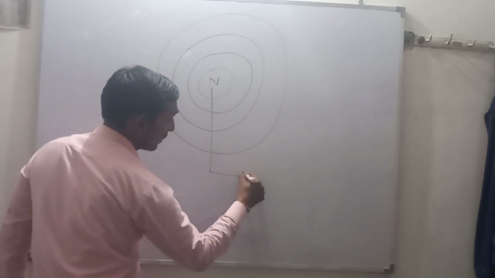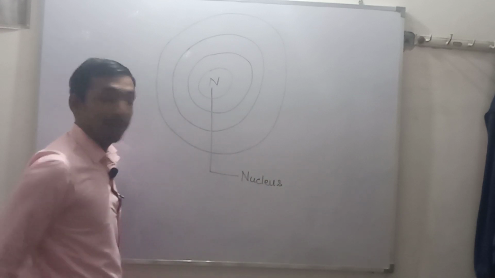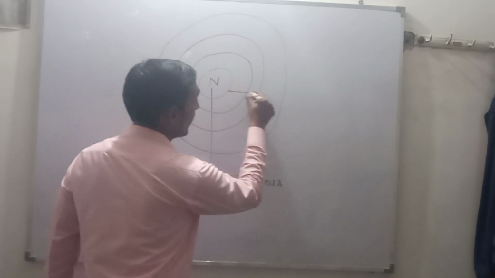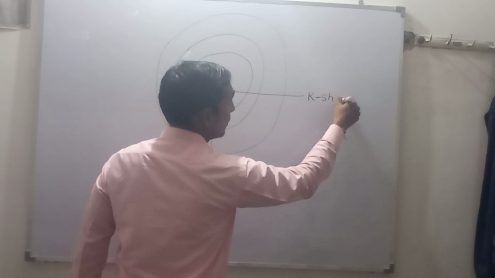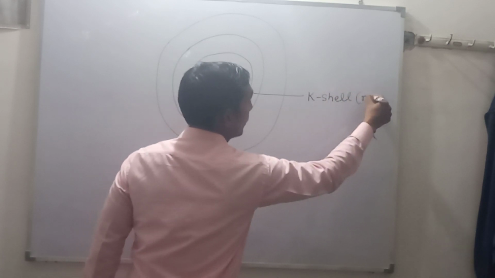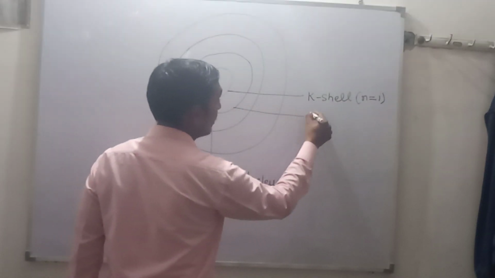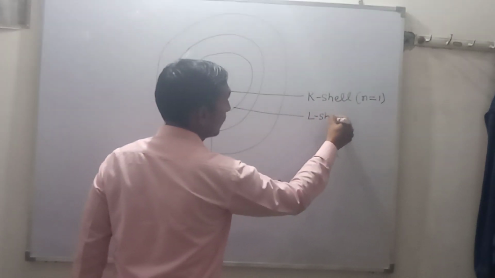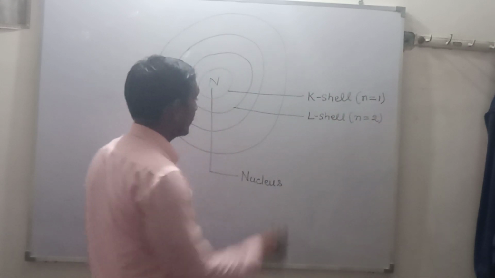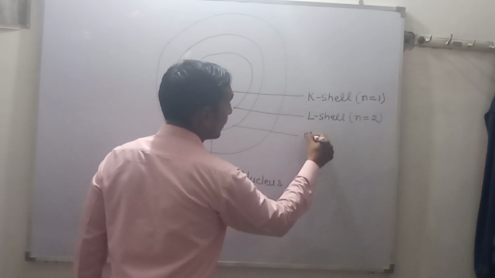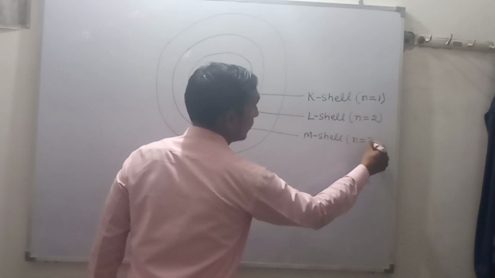This is the nucleus. First, we will take from the inner side. This one is called the K shell, or n is equal to 1. Second, this is called the L shell, which means n is equal to 2. Third one is the M shell, that is n is equal to 3.